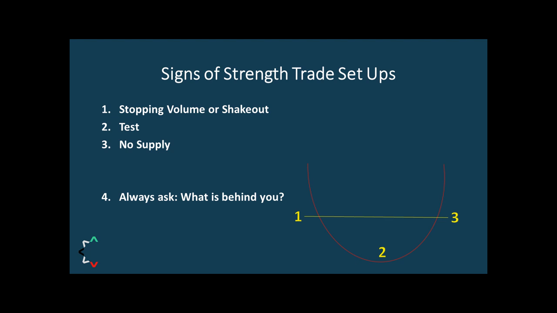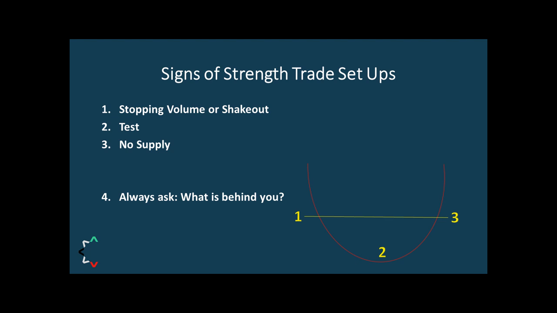I learned distribution first because it seemed more obvious to me. Personally speaking, I find the accumulation phase a bit confusing, and the reason why it does take longer is, number one, I start to see something like stopping volume, right? But tests and no supplies can happen at any point during that U, at any point during that accumulation phase. But if I keep seeing them and they're confirmed, I'm pretty happy. Did that answer your question?